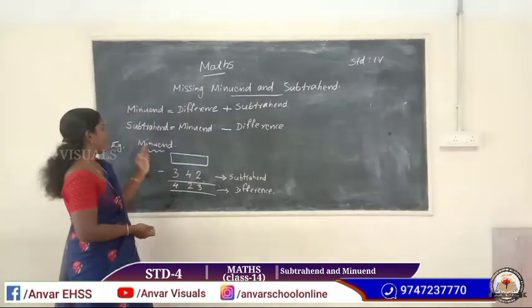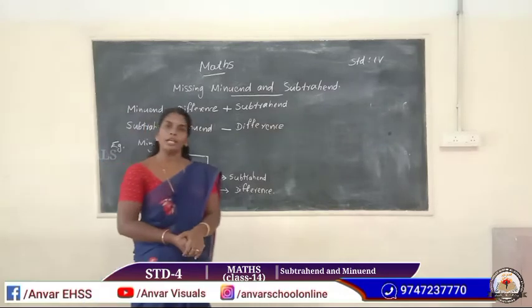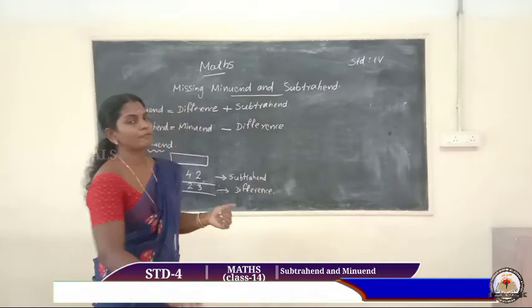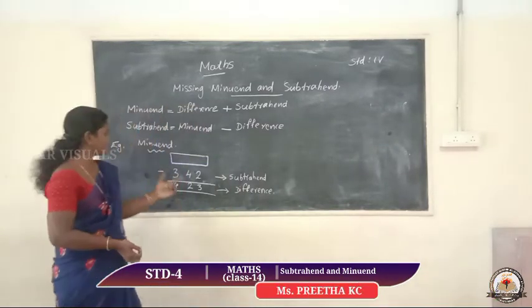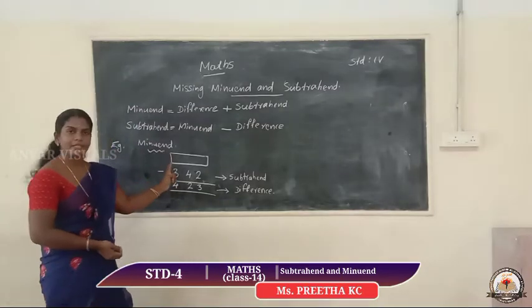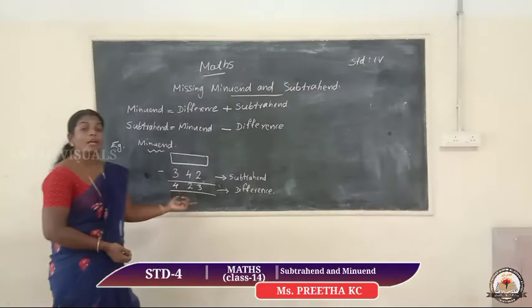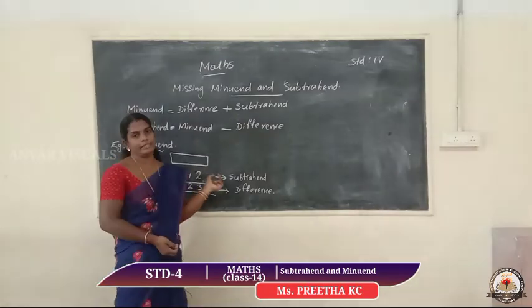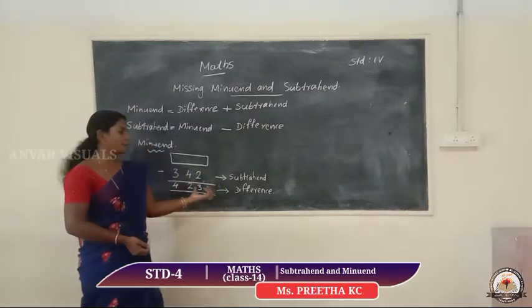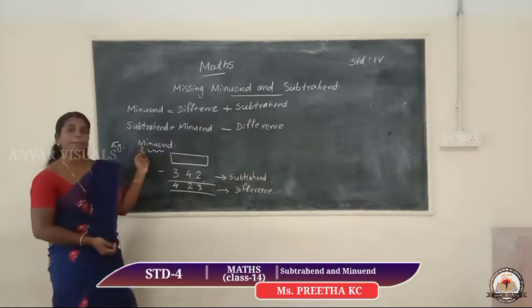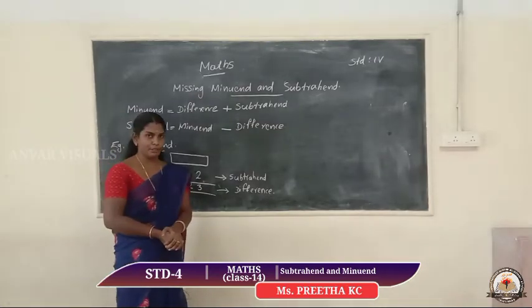So, let me check an example of how to find the minuend. Here one number is missing and another number is given, and here is the difference, or solution, we get. From this problem, we need to find the minuend. How do we find this minuend?